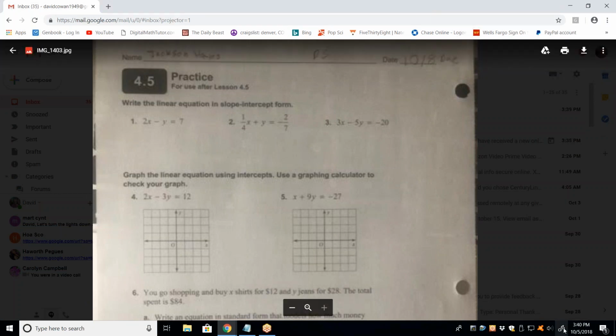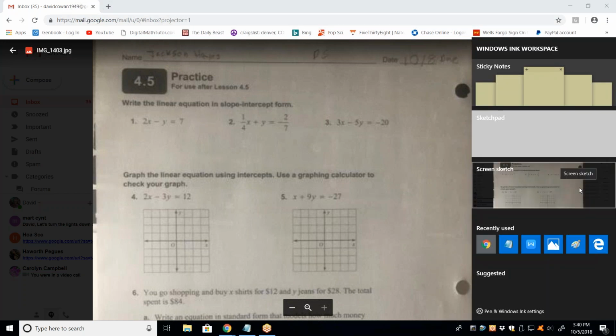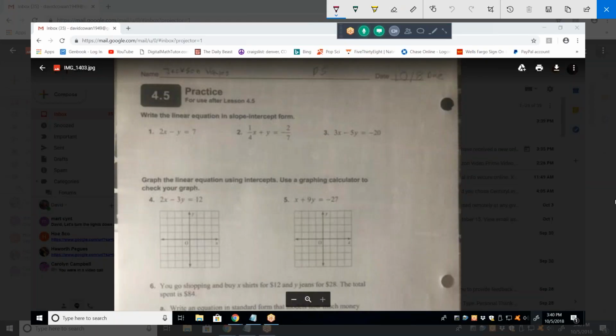So for this first one, first of all, tell me what slope-intercept form is. Y equals mx plus b, where m is the slope and b is the y-intercept. That's why it's called slope-intercept, okay?